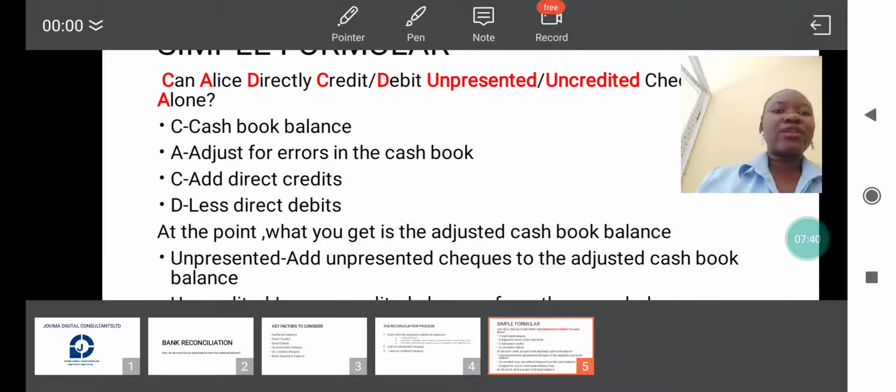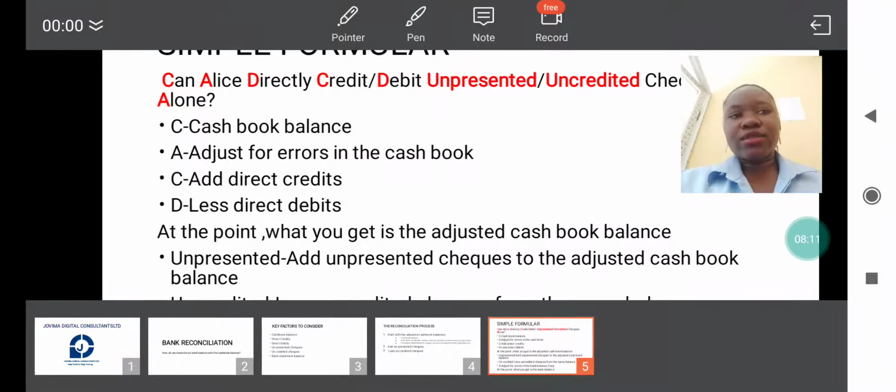Then the A from "Alice" says adjust for errors in the cash book. Remember, we always make errors, knowingly or unknowingly. So that's why we first adjust for these errors before we go any further. For example, you might have made an error of principle. You might have credited where you were supposed to debit, or where it was supposed to be an expense, you instead put it under assets. So before we go any further, we first adjust for such errors.